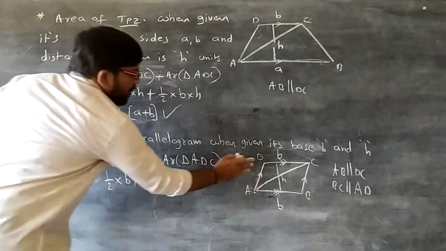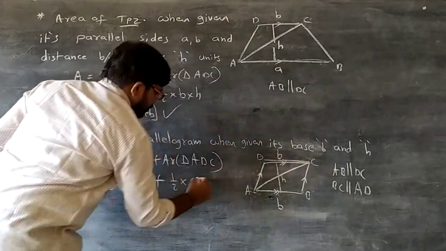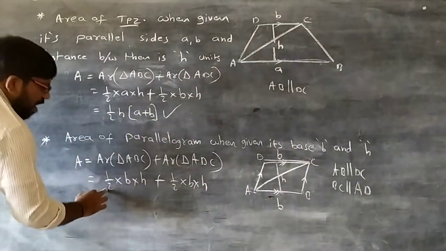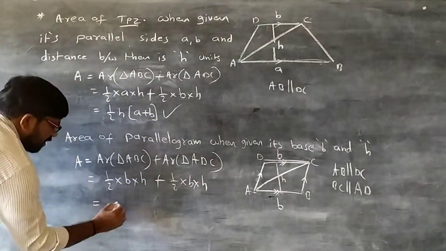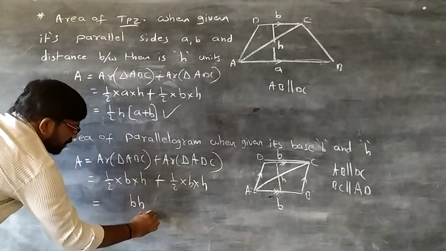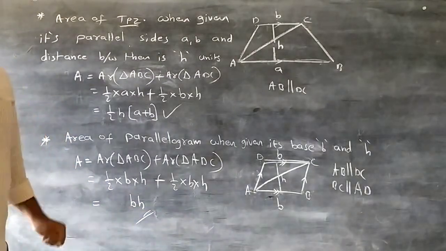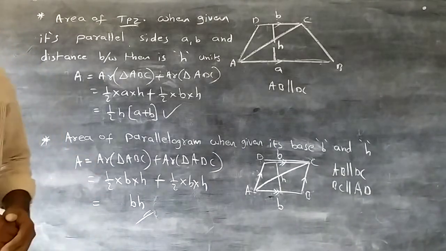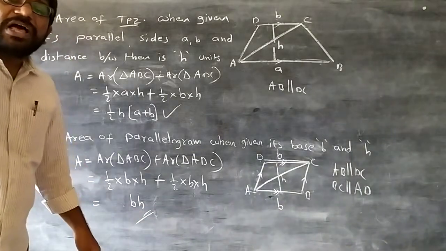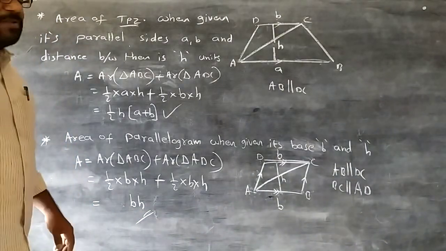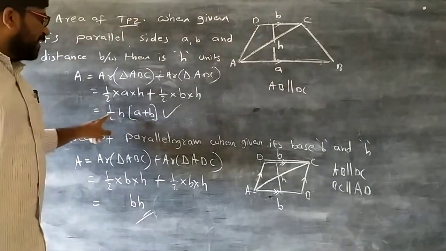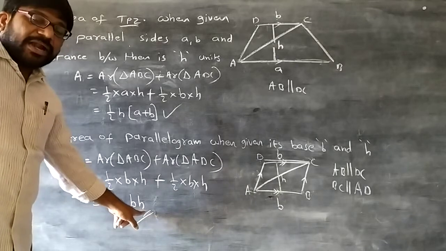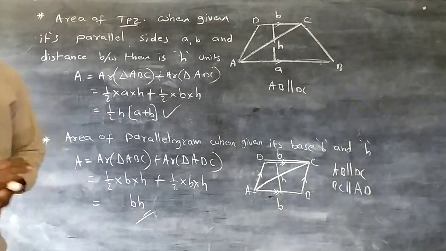Half into, for this triangle take this base B into height, common H, right? Half BH plus half BH, that is 1 BH, right? So BH is area of parallelogram. Area of parallelogram is BH, base into corresponding height, right? Observe carefully. Area of trapezium, half H into A plus B. Area of parallelogram, BH. B is base and H is corresponding height.